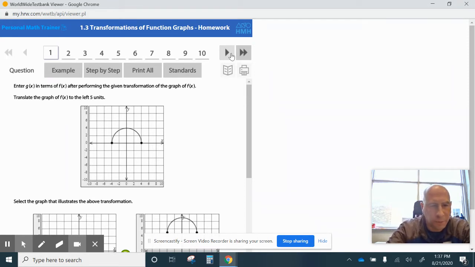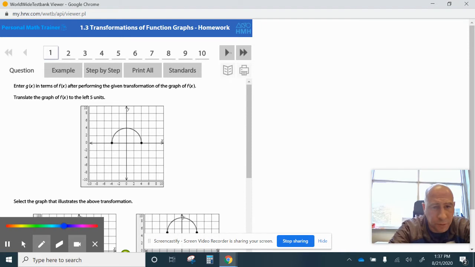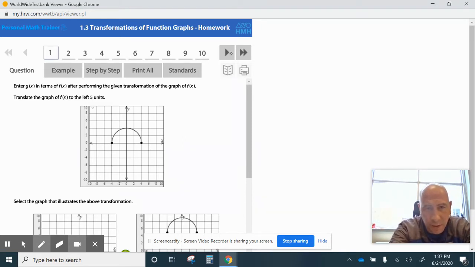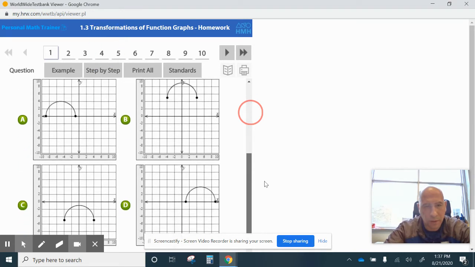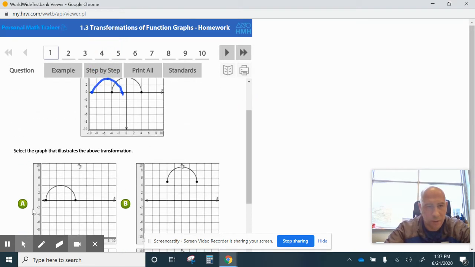Okay, so now you have to be careful in this problem. They're not counting by ones, they're counting by two. So to go left 5, we count 2, 4, 5. Let's do the same thing here: 2, 4, 5. Same thing here, 2, 4, 5. So the graph is right here. Now let's find the one that matches. Looks like A matches.